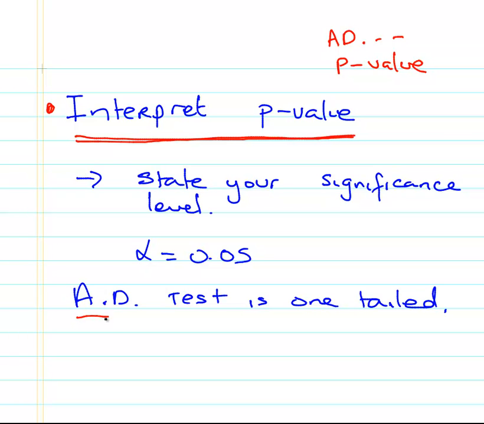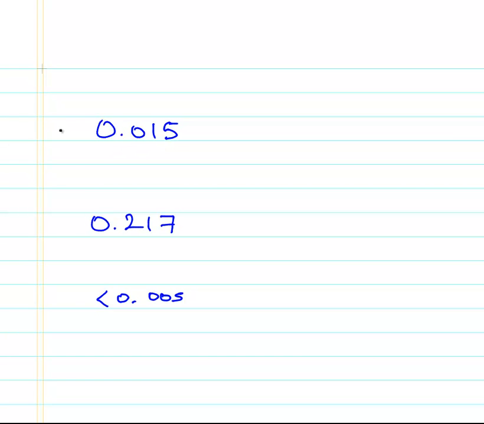The Anderson-Darling test, AD test, let's get used to AD, is one tail. So essentially you're just comparing against 0.05. So is it less than 0.05? That's the key question really. Okay, so let's have a look at a few examples here.